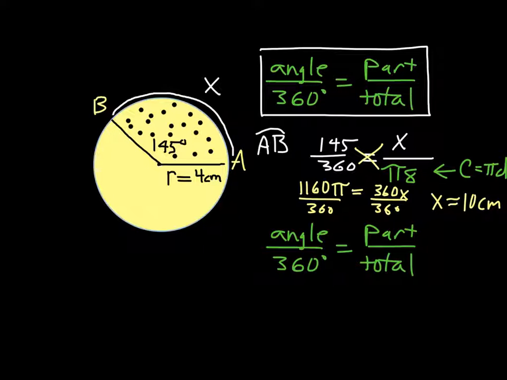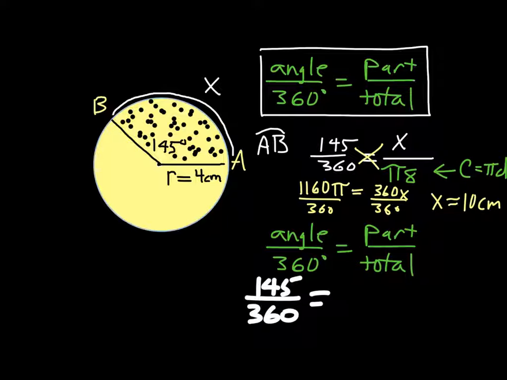All right. Next up is talking about the area. How much space is actually inside the sector? To figure that out, I'm going to use the same formula again. It's still going to be 145. It's still going to be 360. The part is still x, but my total is going to change.